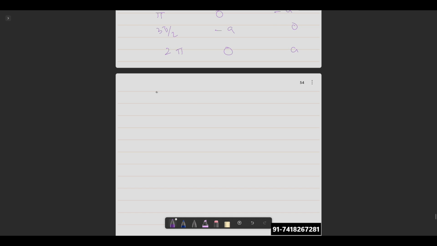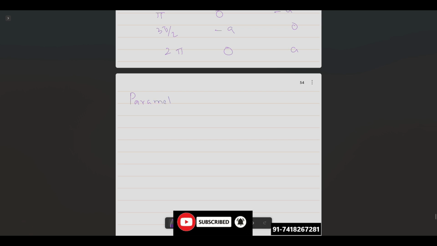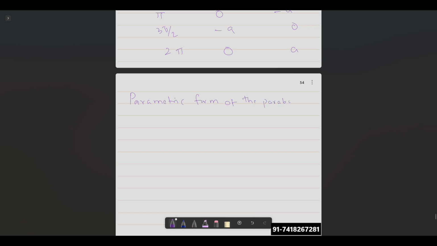Now let us see the parametric form of the parabola. Parametric form of the parabola y square is equal to 4x.